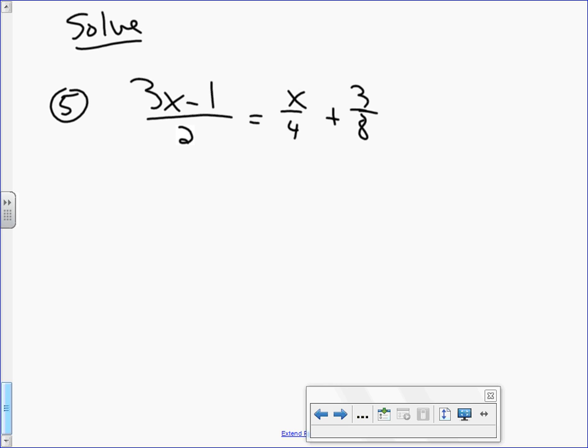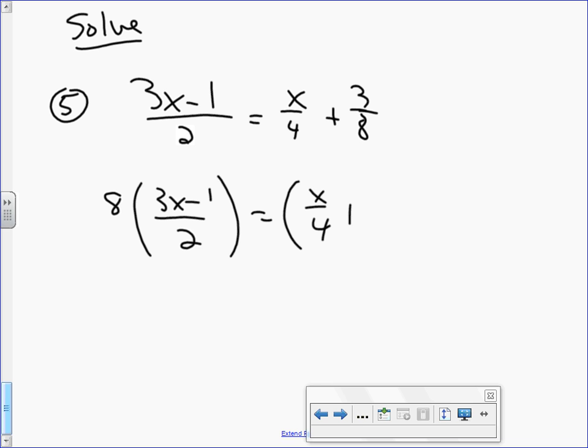We need a common denominator for 2, for 4, for 8. Okay, what common denominator is going to work for 2, for 4, and for 8? 8. Okay, so again, 8 parentheses, and the right side in parentheses as well. And I always have a few people who look at these two and don't see that they're not exactly the same thing. I really need you to look at it and see they're not exactly the same thing.